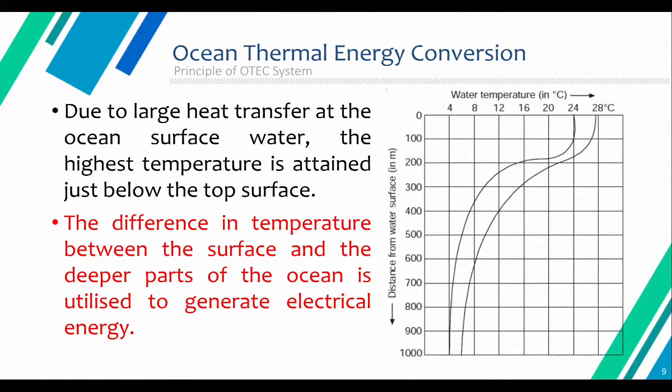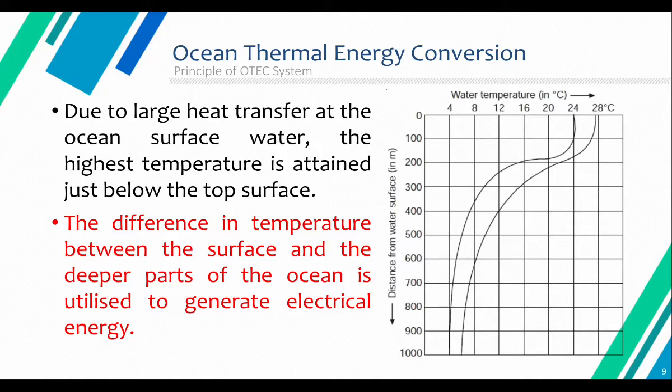Ocean thermal energy conversion, the principle of the OTEC system, continues here. Due to large heat transfer at the ocean surface water, the highest temperature is attained just below the top surface. The difference in temperature between the surface and the deeper parts of the ocean is utilized to generate electrical energy. This is the main principle.